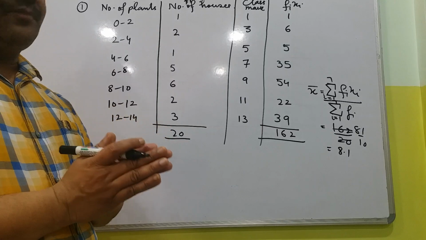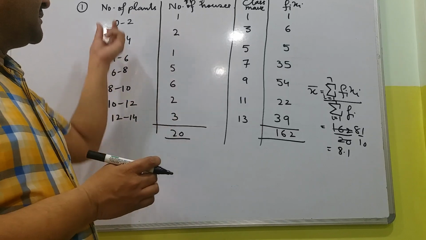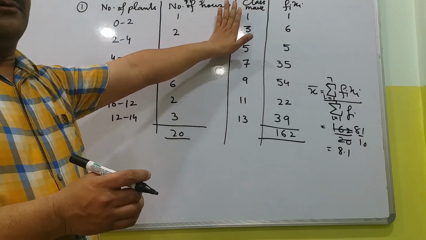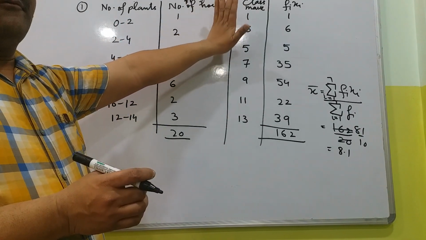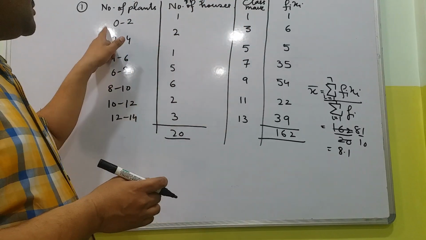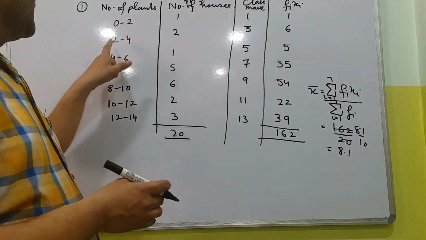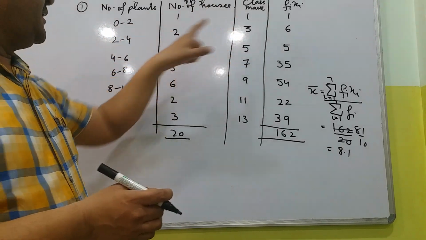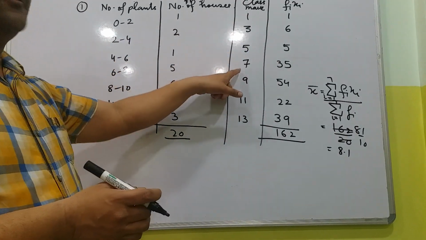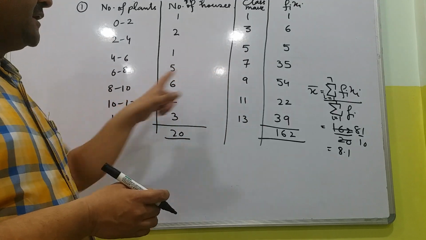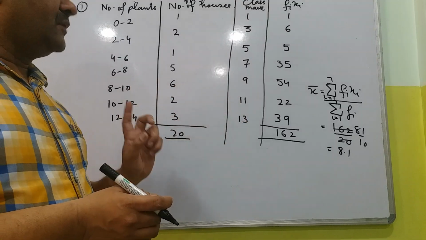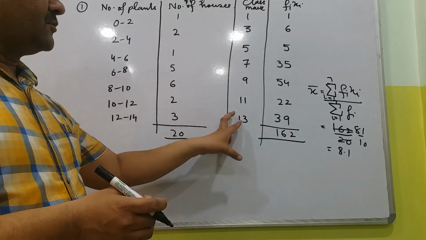What you have to do is first divide the data into classes. First of all, calculate the class mark of the classes. You did class mark last year: lower limit plus upper limit divided by 2. So 0 plus 2 upon 2, 1. 2 plus 4, 6 upon 2, 3. 4 plus 6, 10 upon 2, 5. 6 plus 8, 14 upon 2, 7. 8 plus 10, 18 upon 2, 9. 10 plus 12, 22 upon 2, 11. 12 plus 14, 26 upon 2, 13.